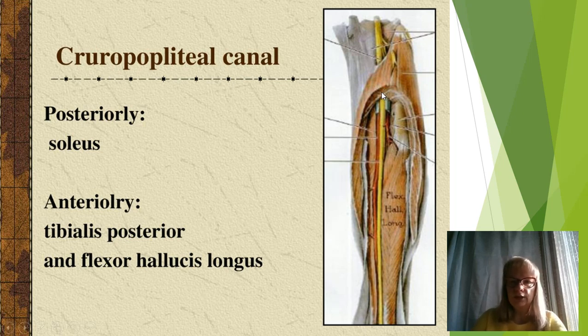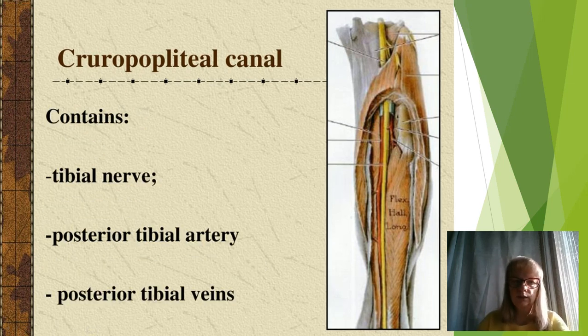Posteriorly, closer to us, we have the soleus, the deeper part of the triceps surae, translated as the triceps of the leg. Anteriorly, deeper from us, we have the tibialis posterior and flexor hallucis longus muscle. Here you see the soleus muscle. And here the flexor hallucis longus and the tibialis posterior.